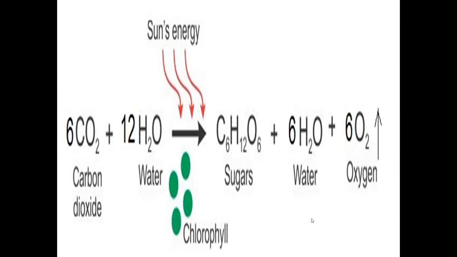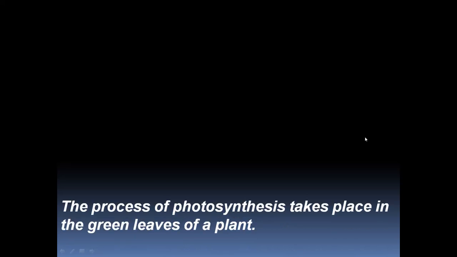Here is an equation that helps us understand the whole photosynthesis process very easily. Carbon dioxide and water, in the presence of sunlight and chlorophyll, get converted into simple sugar, glucose, and water, and oxygen is released out.